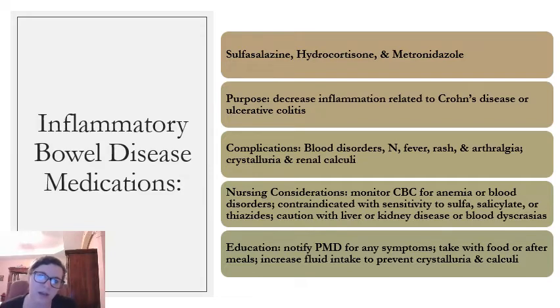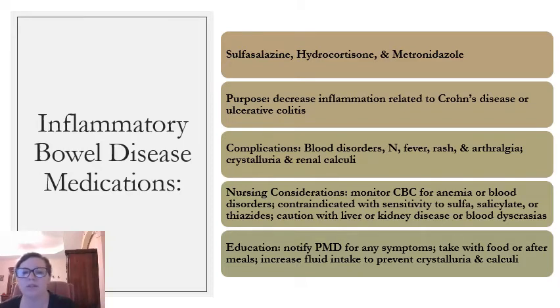Okay, inflammatory bowel disease medications. These are going to be the hydrocortisone and metronidazole. You'll see the metronidazole a lot. The purpose of these ones are going to be to decrease the inflammation related to Crohn's disease or ulcerative colitis. So if you decrease that inflammation in the bowel, then they might be more likely to have a more regular bowel regimen. Complications are going to be blood disorders, so we're going to look for anemia, watching their CBC frequently, and we're also going to look for nausea, fever, rash, and arthralgia, so that's pain in the joints.